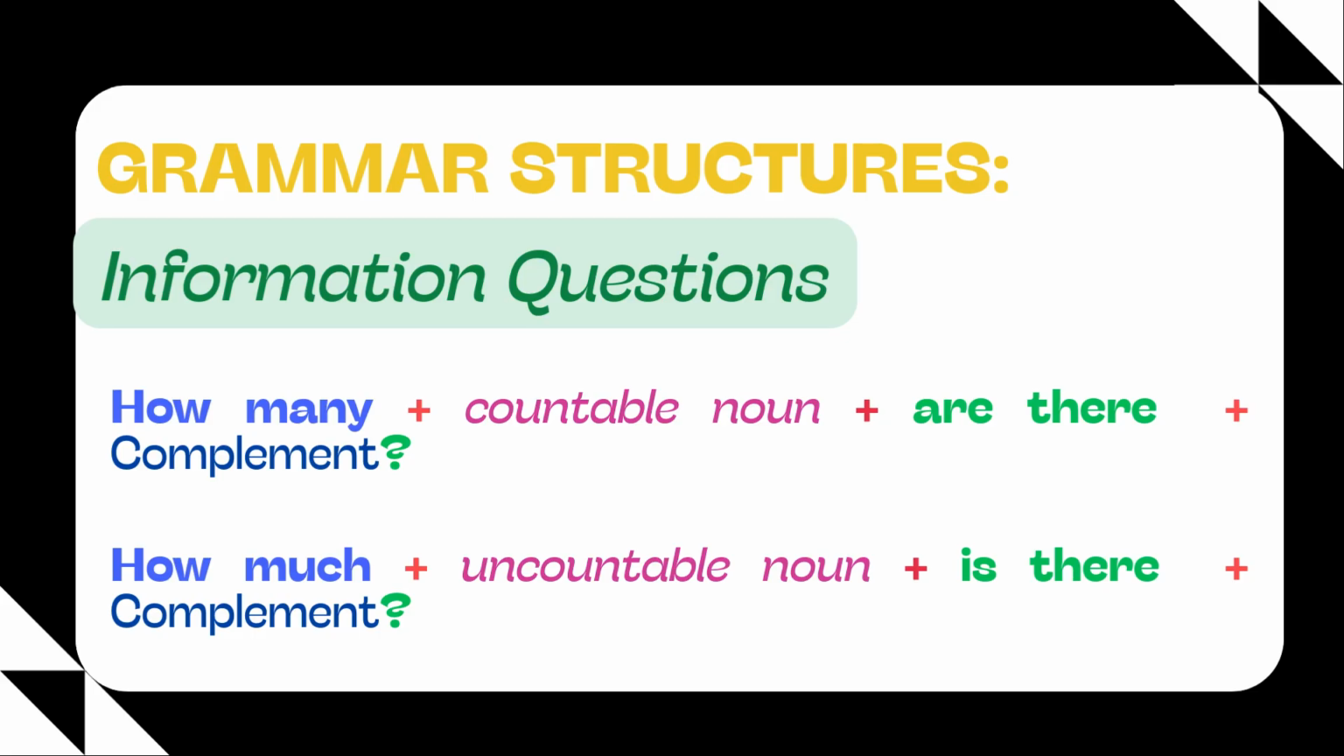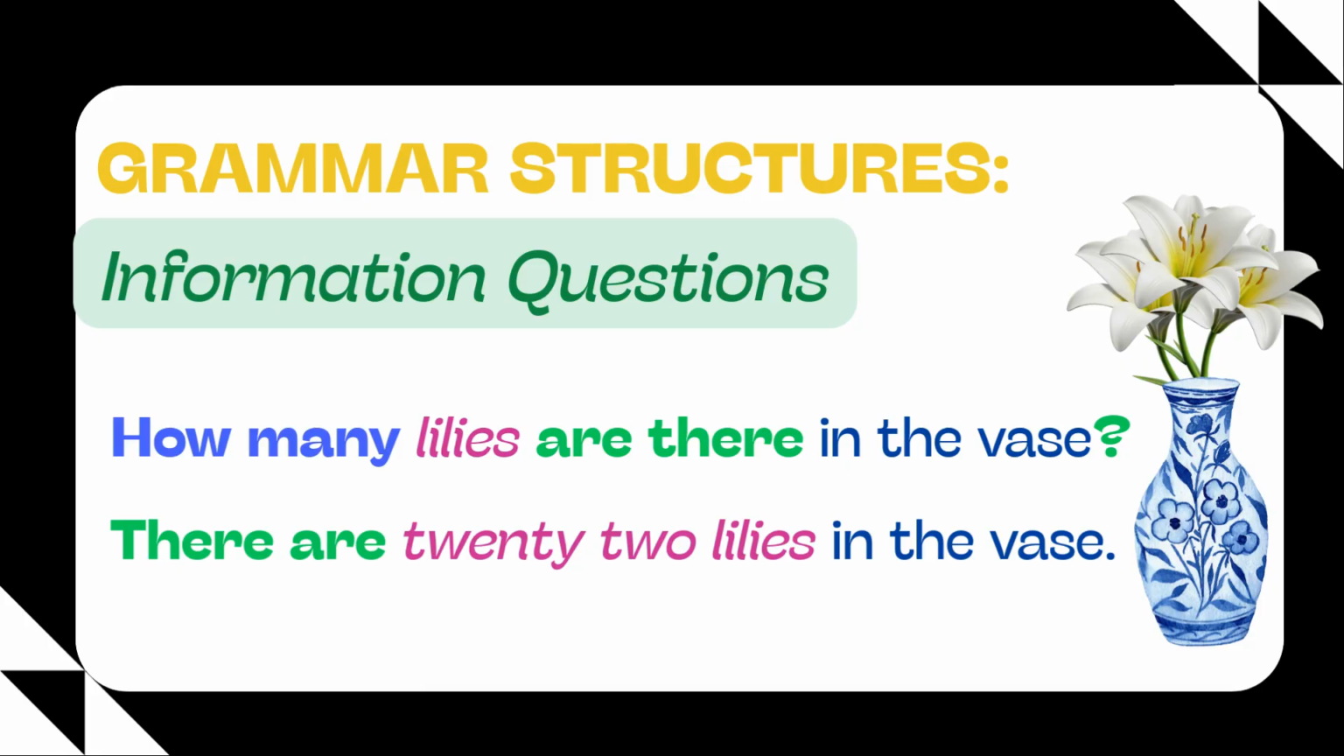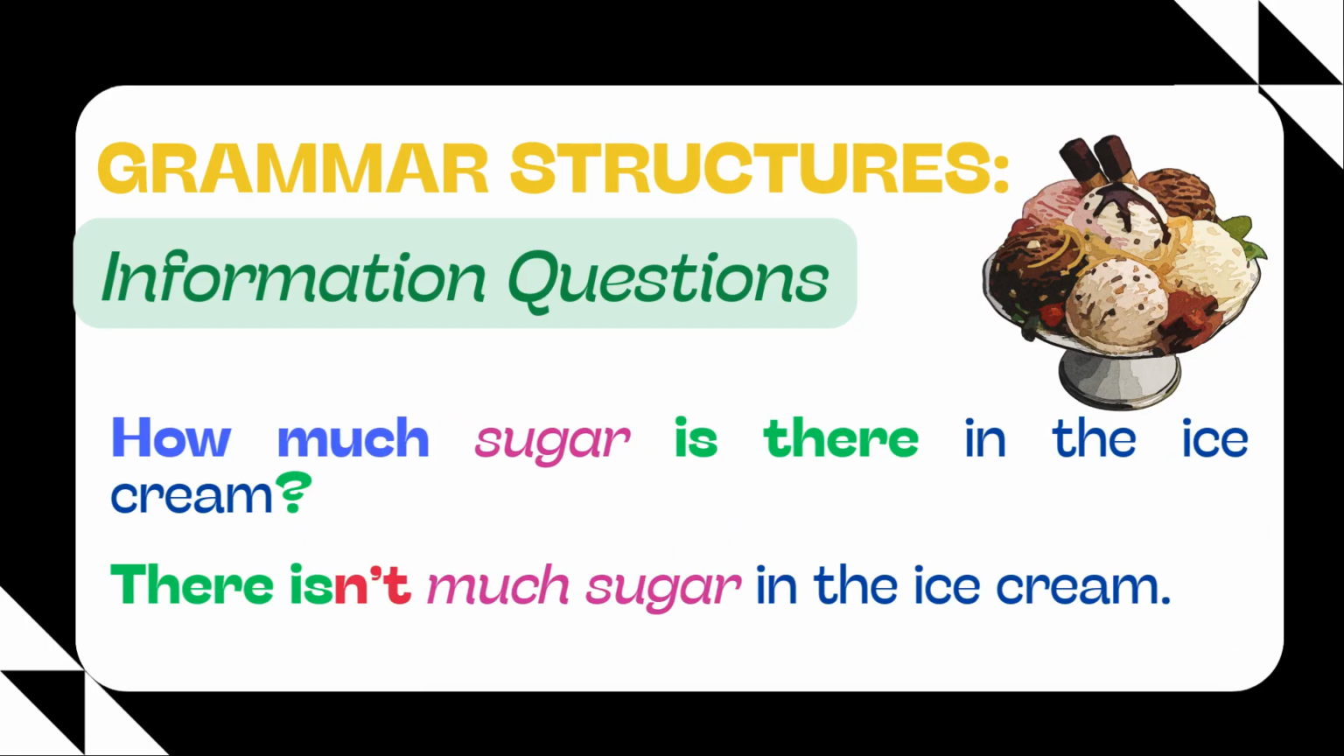Grammar structures, information questions. How many plus countable noun plus are there plus complement, and the question mark. How much plus uncountable noun plus is there plus complement, and the question mark. How many lilies are there in the vase? There are 22 lilies in the vase. How much sugar is there in the ice cream? There isn't much sugar in the ice cream.